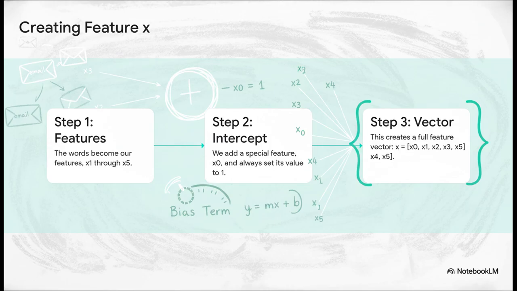Now, we need to package this up neatly for the algorithm. We do that by creating what's called a feature vector for each email. So step 1, our 5 words become our features, x1 through x5. Simple enough. But then, and this is important, we add a special feature called the intercept, or x0, and we always set it to 1. You can think of this as giving the model a baseline, kind of a default opinion that doesn't depend on any specific words. It just gives it more flexibility to find the best possible answer.